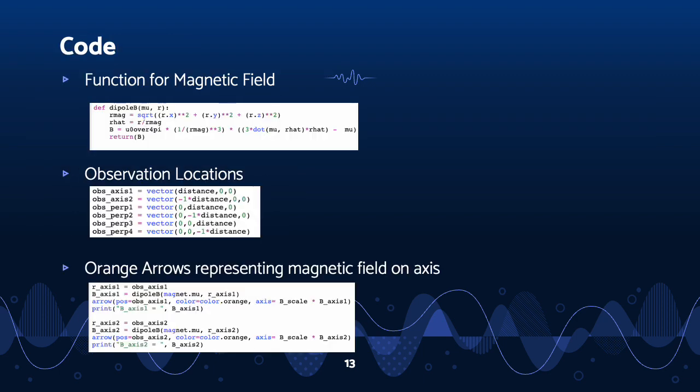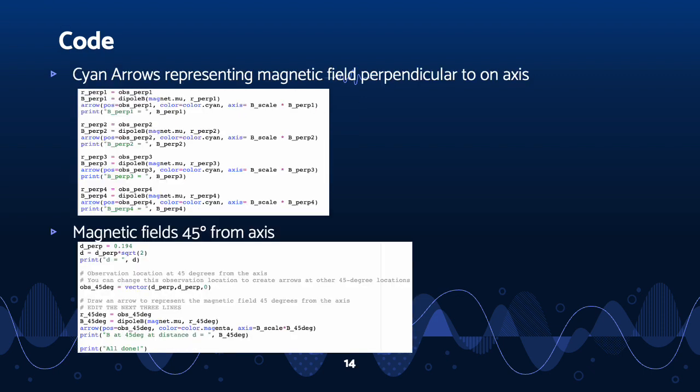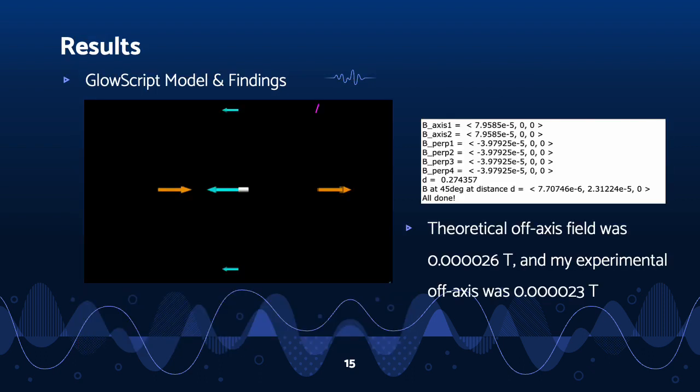For my computational model through GlowScript, my code includes the function for the magnetic field, observation locations, and orange arrows representing the magnetic field on axes. My code also included cyan arrows representing magnetic field perpendicular to on axes and magnetic fields 45 degrees from axes. These are my results the model printed from the code.